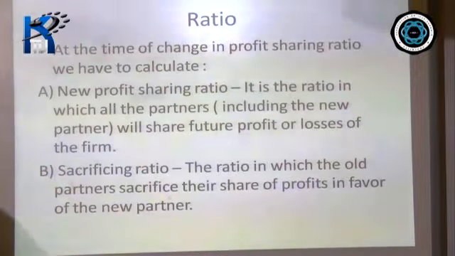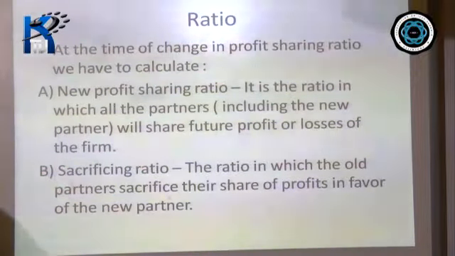Now, there are ways and means in how we calculate the new ratio. There are basically three methods. We will be taking up each method followed by an example so that we understand the question and the concept well. First, the new partner may get his share from the old partners in their old profit sharing ratio. This is the first concept. Case 1 says when the new partner gets his share from old partners in their old profit sharing ratio.